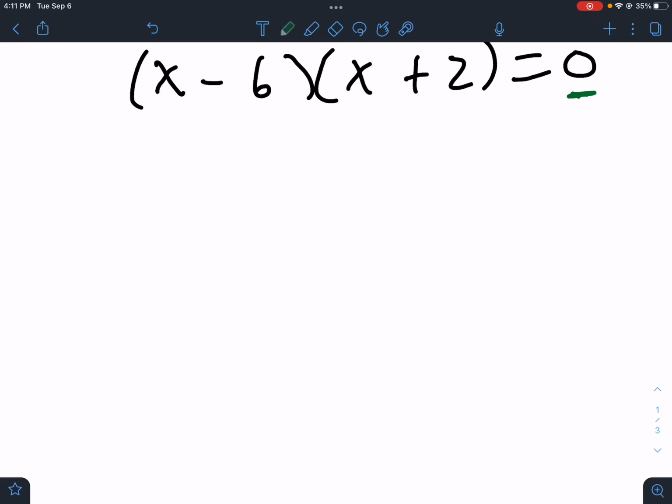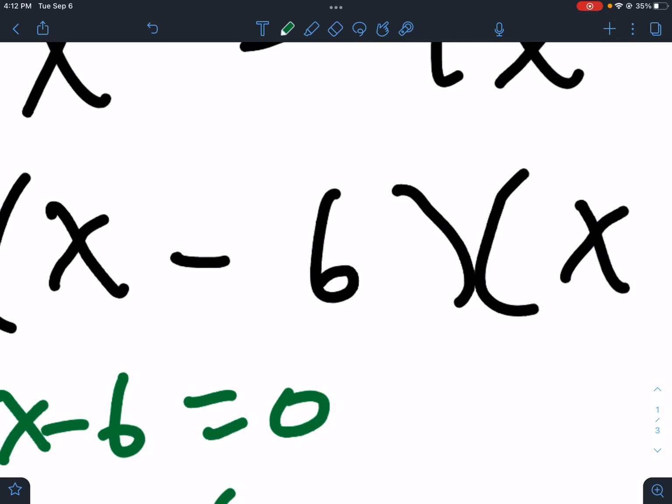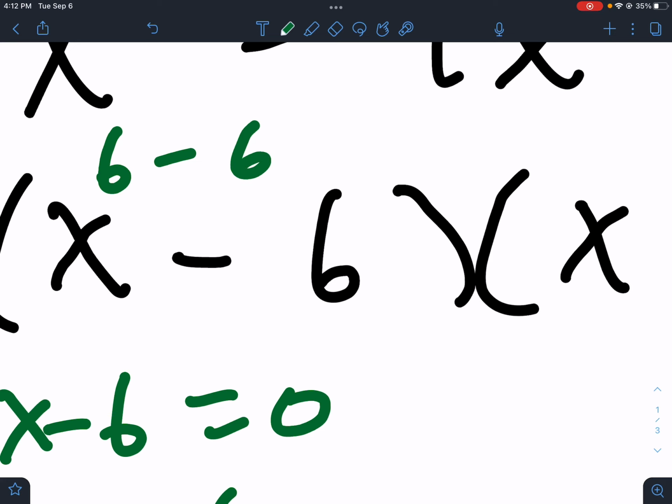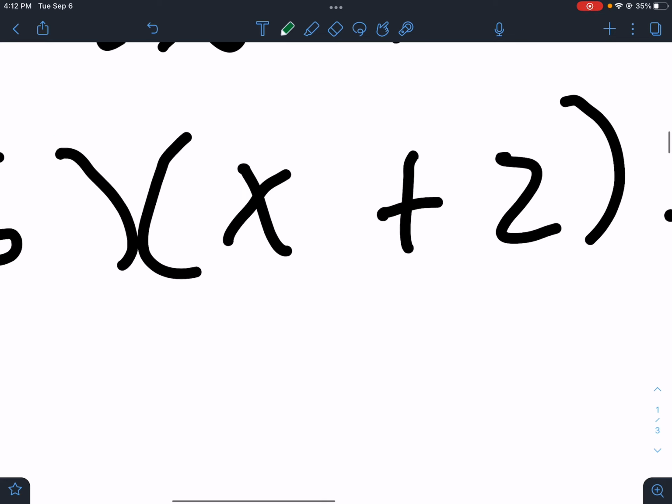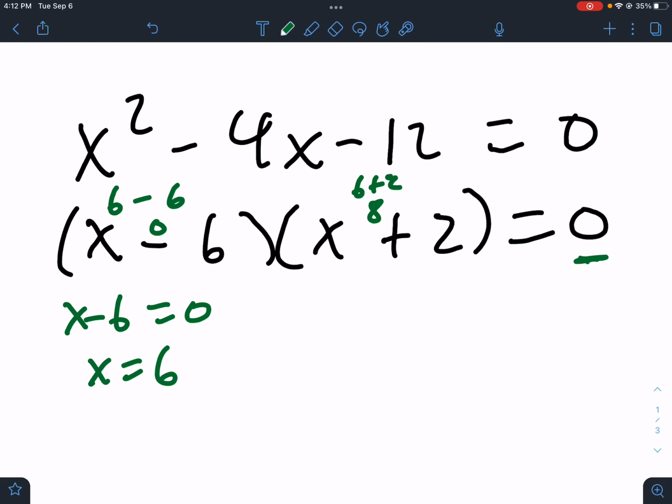Okay, so how do we do that? Well, we set each number equal to 0. X minus 6 might be 0, right? Test it out. What if I plug in 6? What is 6 minus 6? That is 0. What is 6 plus 2? That is 8. What is 0 times 8? 0. So yeah, if I plug in 6, the whole thing is 0.